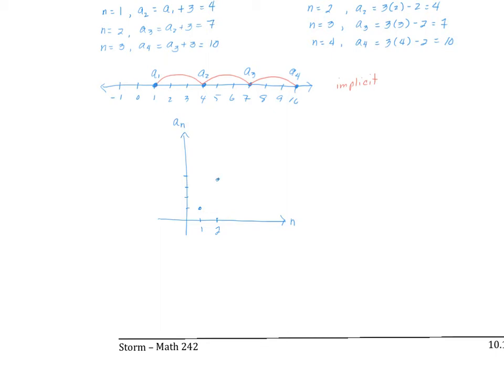I'm probably going to run out of space. At 3, 1, 2, 3, 4, 5, 6, 7. And I won't do 10. So this is my a sub 1, a sub 2, a sub 3. Notice that on this coordinate system, it looks like my pattern is linear. And if you look at the explicit formula, it's linear, the 3n minus 2. If I were to graph a sub n equal to 3n minus 2, it would be a line.